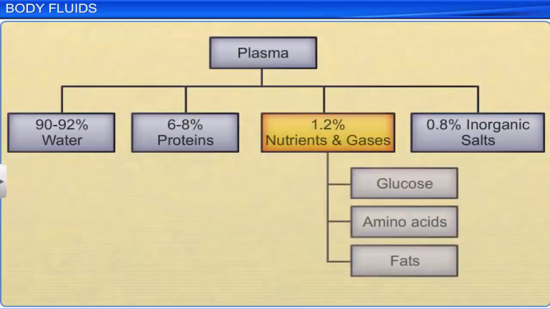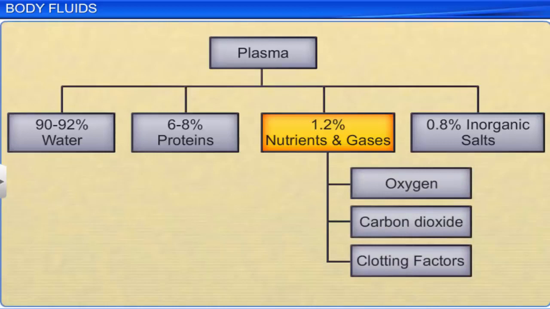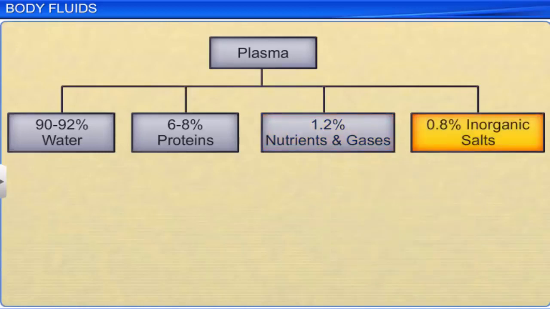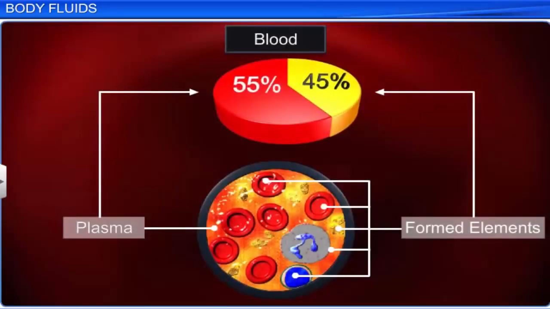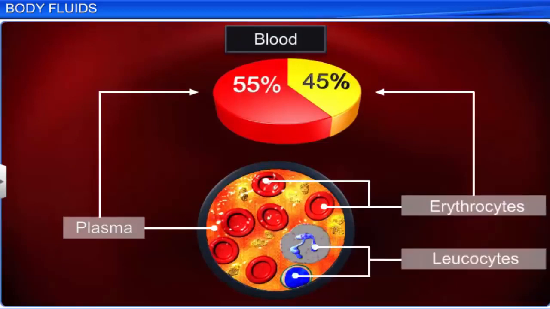Plasma also contains organic nutrients such as glucose, amino acids, and fats, respiratory gases such as oxygen and carbon dioxide, and inactive clotting factors. There are also traces of inorganic salts such as sodium, calcium, magnesium, and bicarbonate in plasma. The remaining 45% of blood is made up of formed elements that include erythrocytes, leukocytes, and platelets.